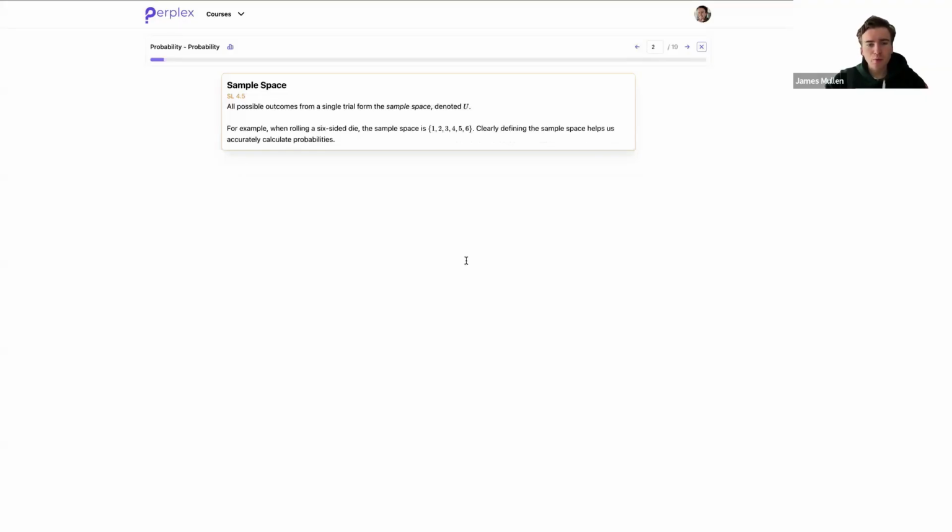You also need to be familiar with this word for sample space, which is the universe of all possible outcomes. Okay, so that's why there's the U, the set U there. So if I'm rolling a six-sided die, the sample space is the integers 1 through 6 because I can roll any possible integer between 1 and 6. And it's really important to clearly define your sample space because it's going to be necessary sometimes for accurately calculating your probabilities.